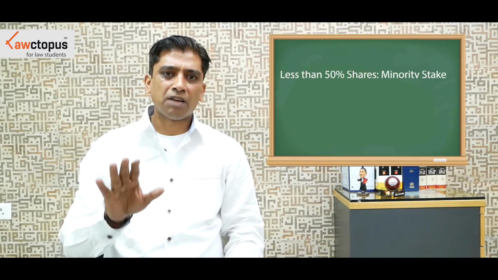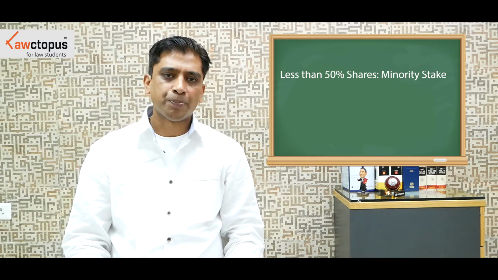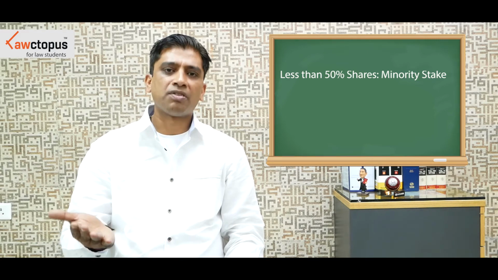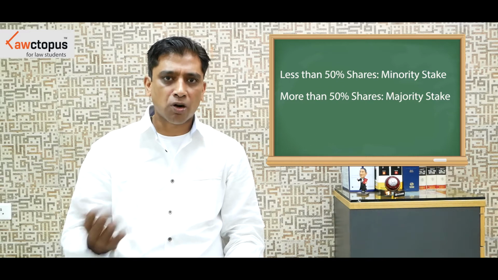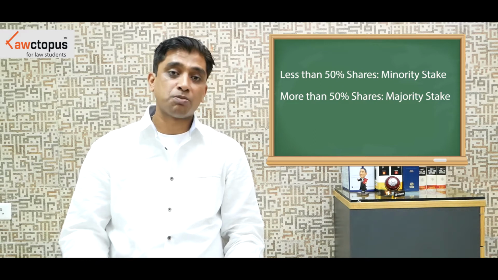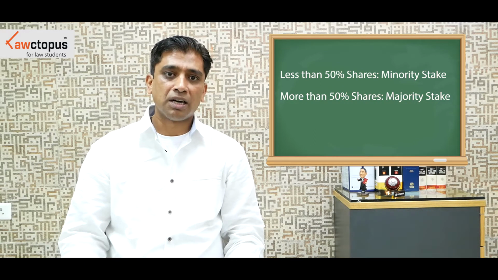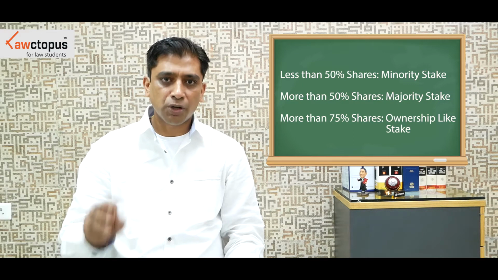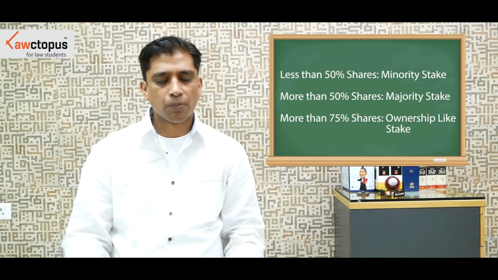Now, how many shares are they going to acquire? Maybe 10%, maybe 15%, maybe 25%, maybe 49%. Till the time they acquire less than 51% or less than 50%, typically we say that they have acquired a minority stake. When they acquire more than 51%, we say that they have acquired a majority stake. And if it acquires more than 75% stake, it literally becomes the whole owner of the new company and it has a substantial stake now.